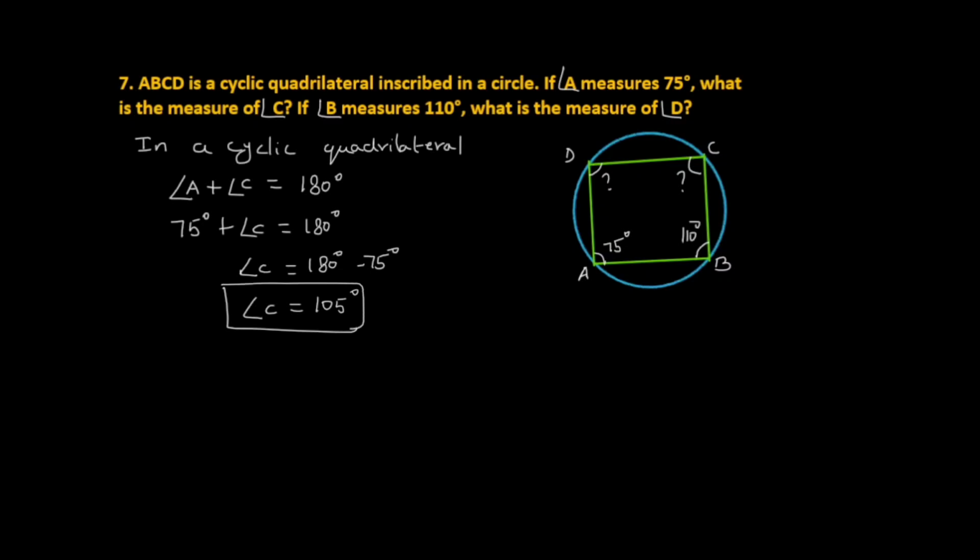In the same way, the next two opposite angles are angle B and angle D. Both are supplement to each other. Angle B plus angle D is equal to 180 degrees. Angle B is given as 110. So angle D is equal to 180 minus 110, so angle D is equal to 70 degrees.